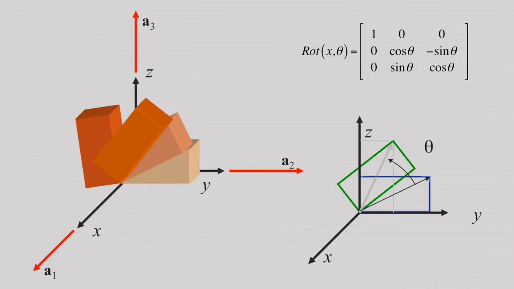and you will find that it has 9 numbers. 4 of the numbers are 0. There's an identity on the top, and the other numbers are essentially cosines and sines of the angle of rotation. You can verify this through geometry. The calculations are actually quite simple.